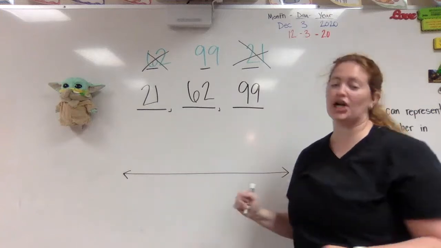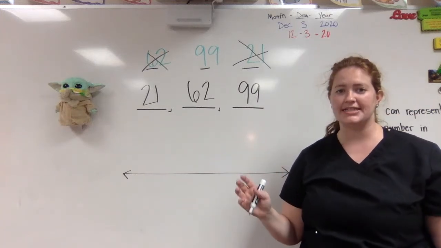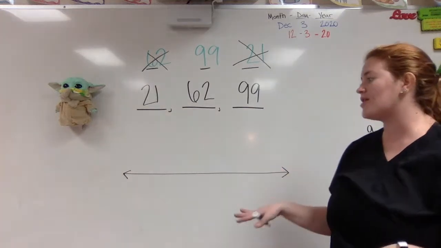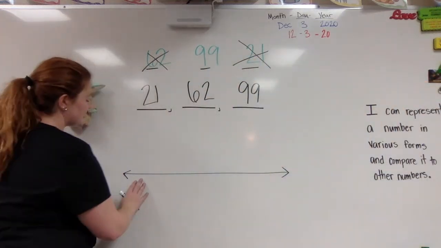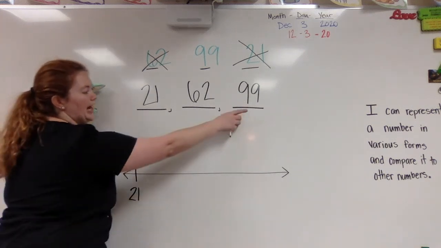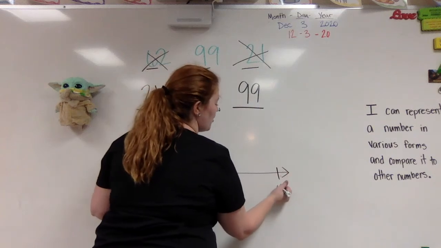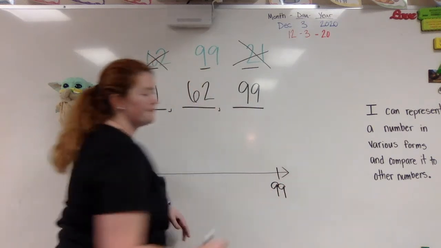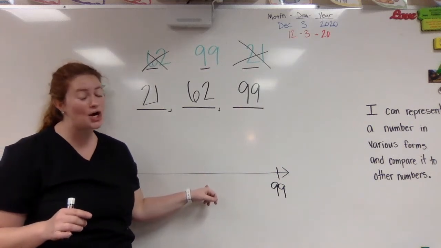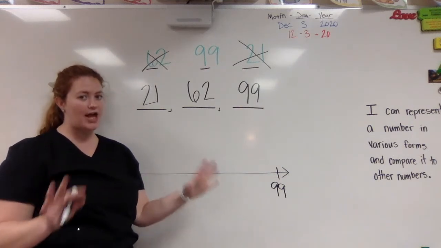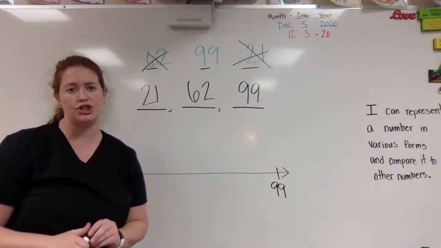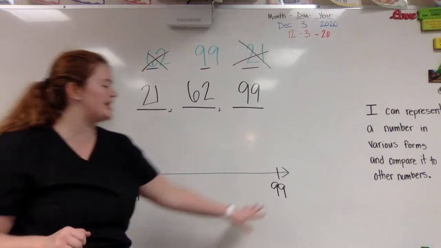Now, these numbers are in least to greatest. Well, that makes it really easy for me to put them on my number line. I know that my least number needs to come all the way to this side. And my greatest number needs to come all the way to this side. However, my middle number does not just get to go right in the middle of my open number line. I need to figure out what number it is closest to. I have 21 and 99.